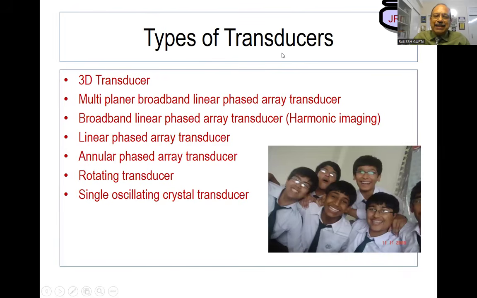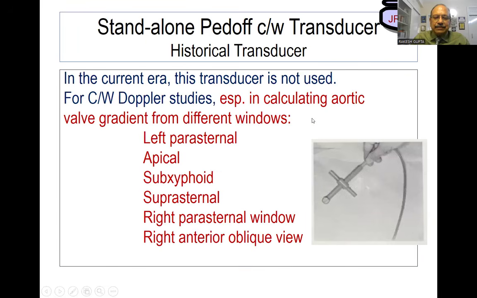Then what are the types of transducer we use? Lost your voice. So we lost your voice. Has it come back again? Yes, sir. This is internet glitches, which will happen now because every system is on the internet, because everybody will be using the internet.